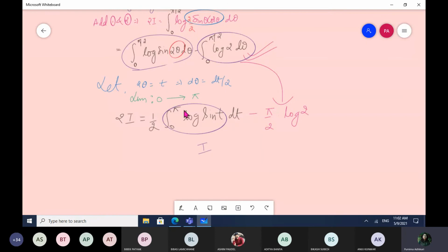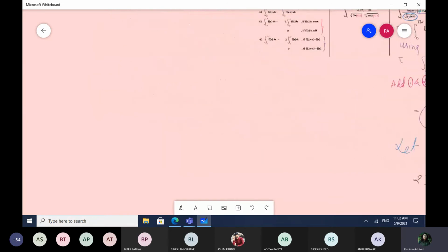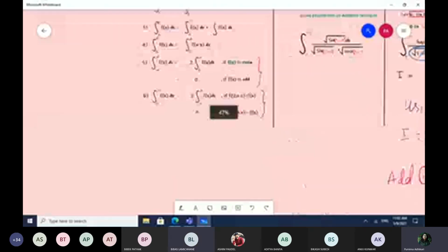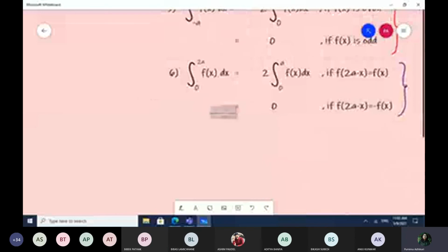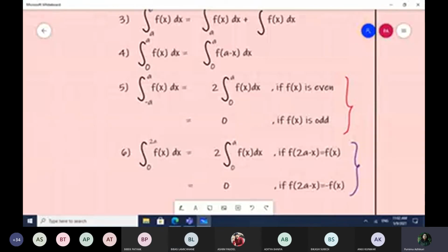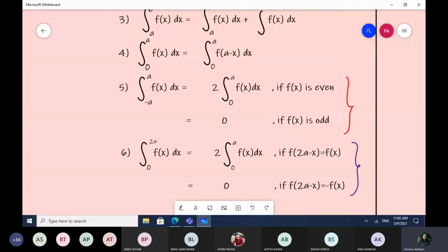How can we make it 0 to pi? Just look at the properties. Which property is going to halve your limits, 0 to pi, to make the limits of integration 0 to pi by 2? Which property do we use? Just look at it. Property number 6. You can apply this property, isn't it?